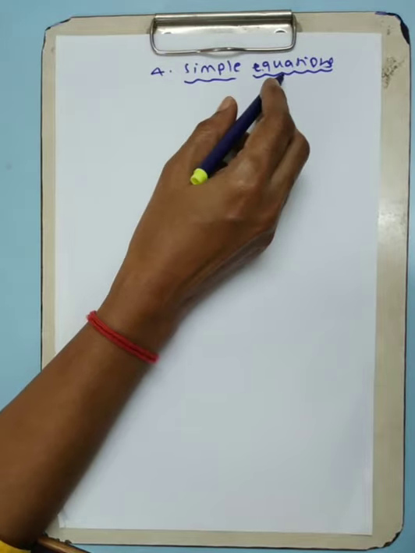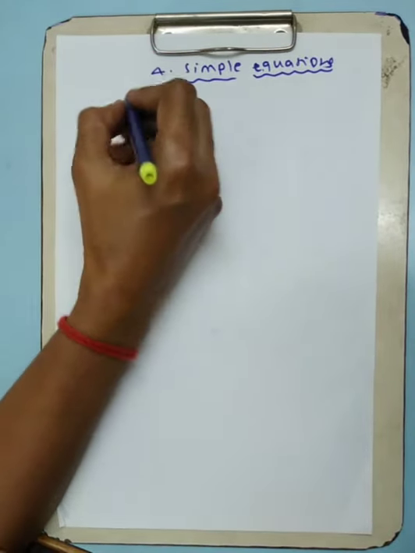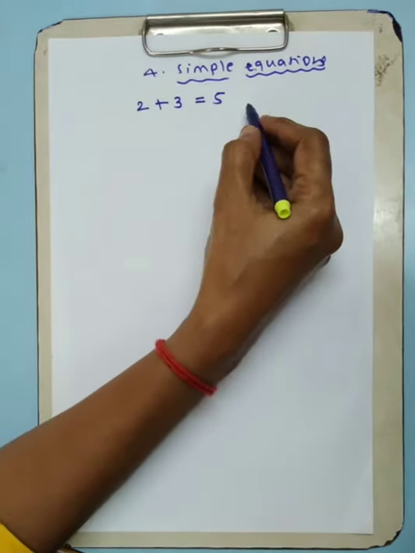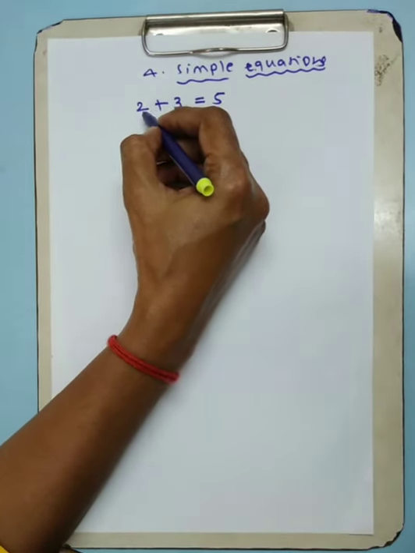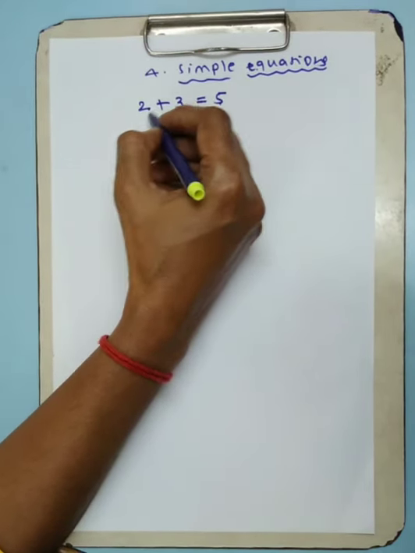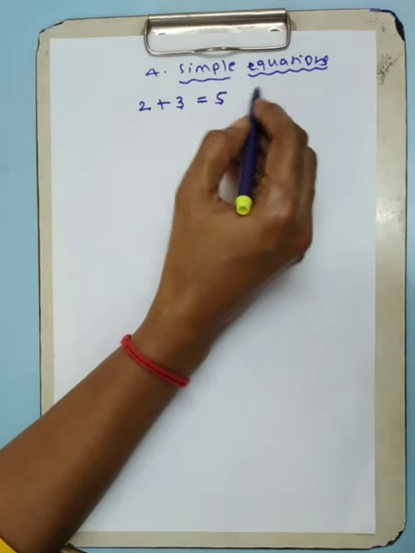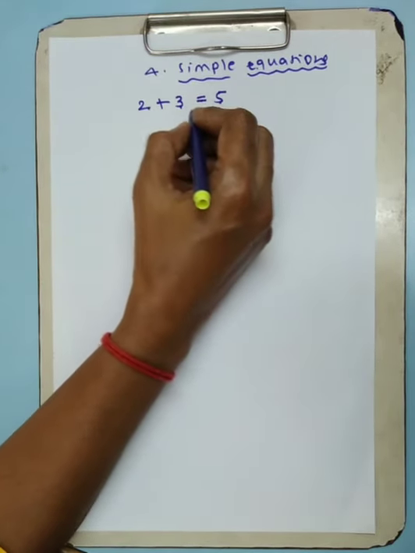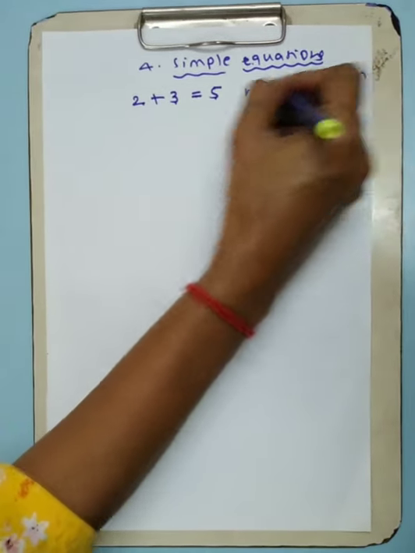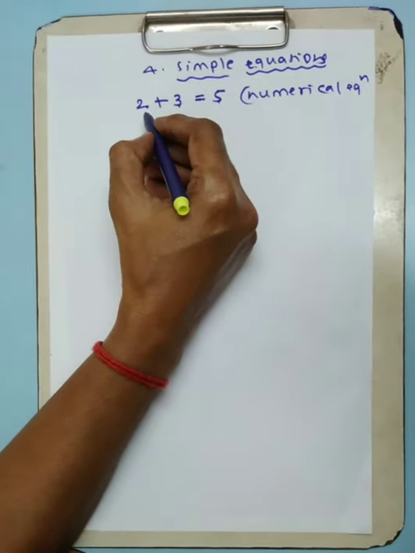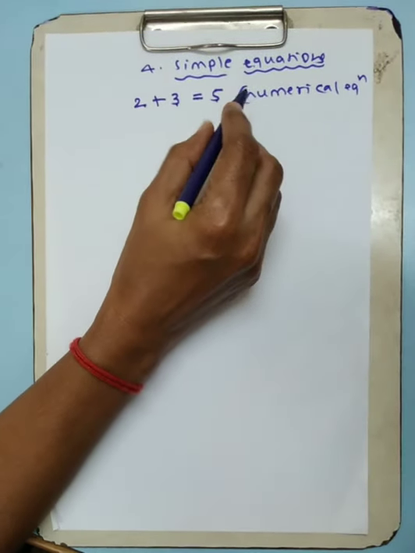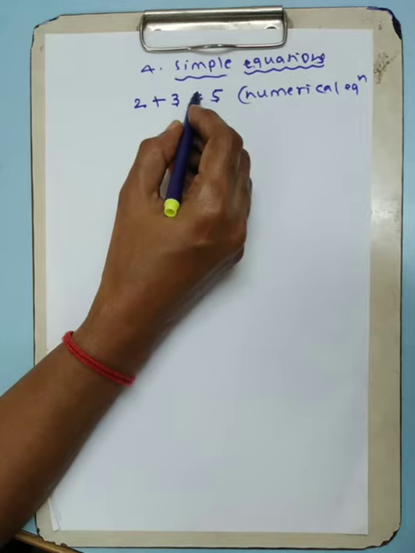Let us revise once again what is an equation. Now 2 plus 3 is equal to 5. This one you know. Here, the sum of 2 and 3 is equal to 5. Here we are using the equal sign. So therefore, this is called what? A numerical equation. Numerals means what? Numbers. So this is called a numerical equation. Now only numbers are there, so therefore it is called a numerical equation. We can say that the equation is a mathematical statement with the equal sign.